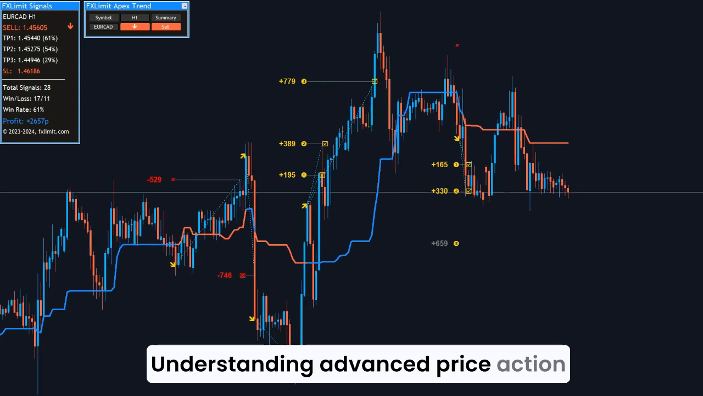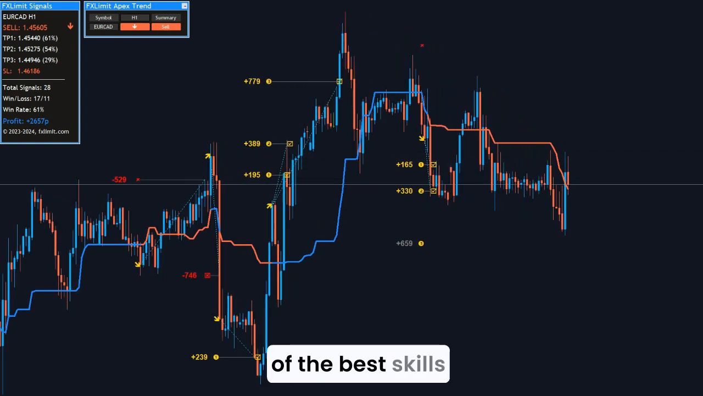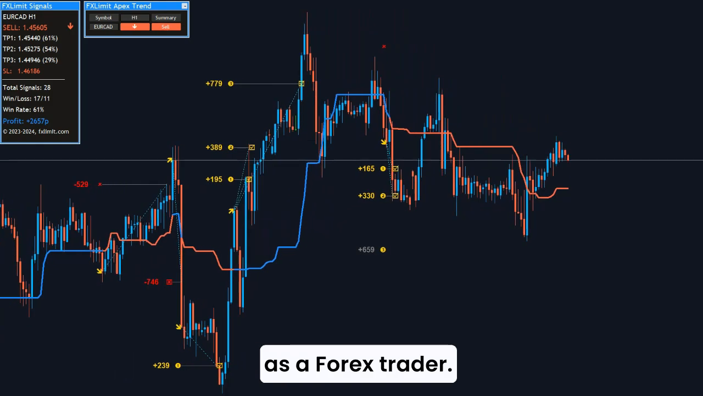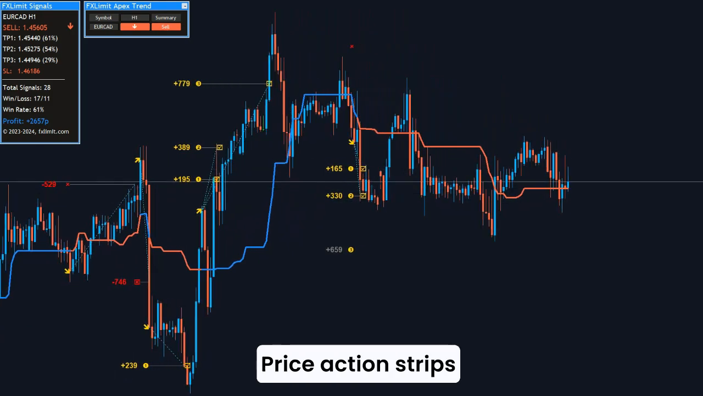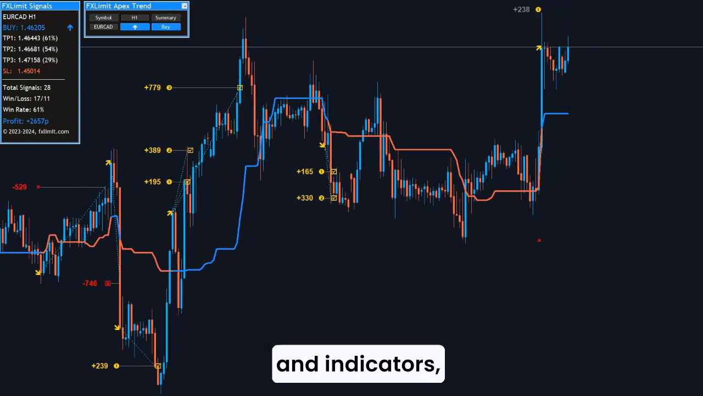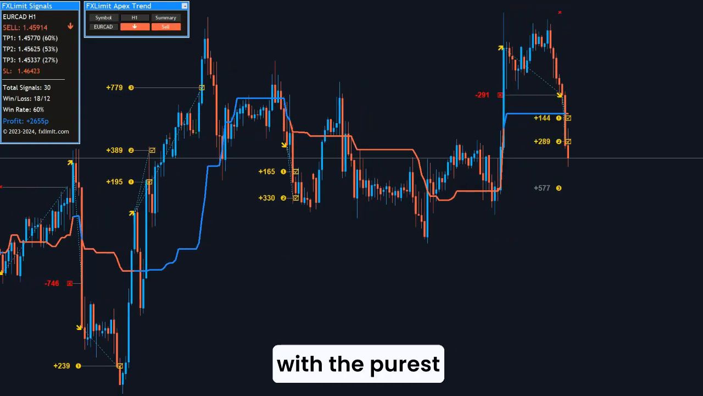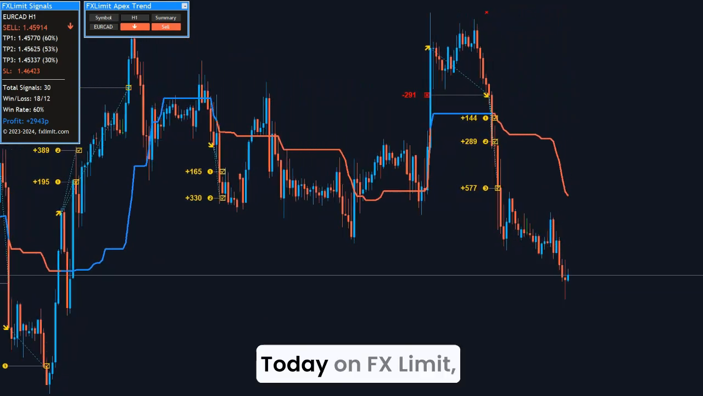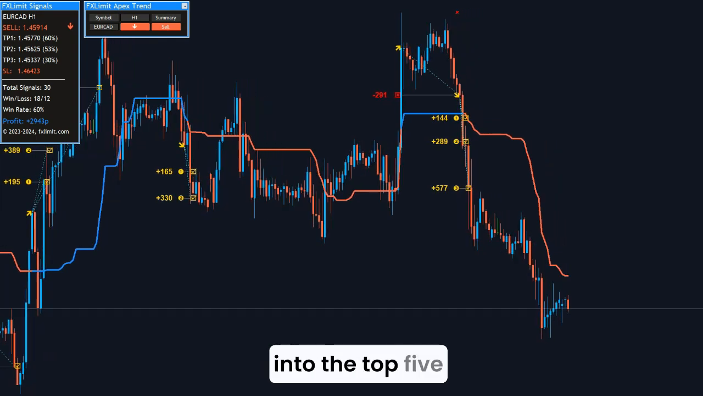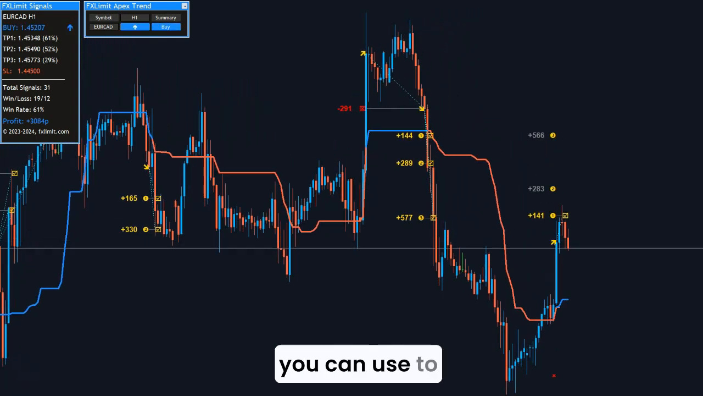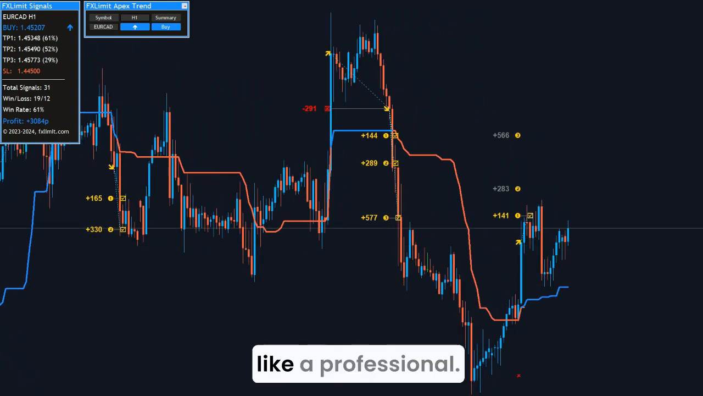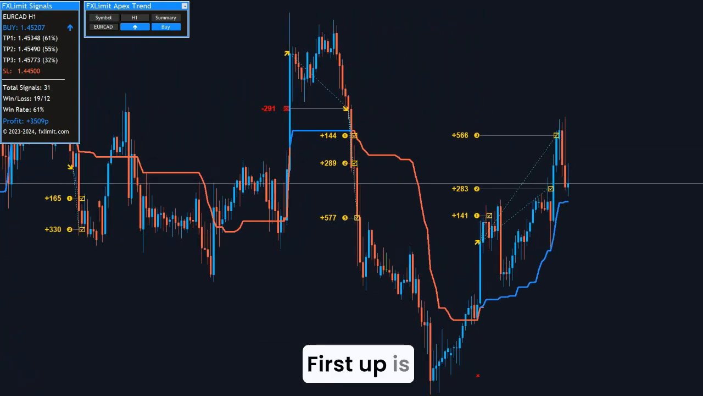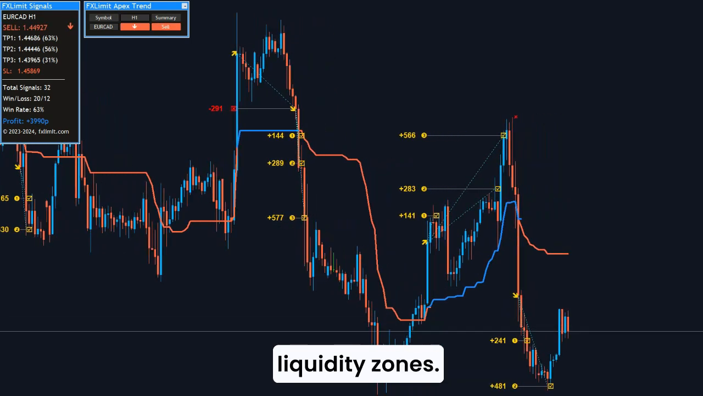Understanding advanced price action techniques is one of the best skills you can develop as a Forex trader. Price action strips away all the noise and indicators, leaving you with the purest form of market information, price itself. Today on FX Limit, we're diving into the top 5 advanced techniques you can use to read Forex price action like a professional. First up is the concept of liquidity zones.